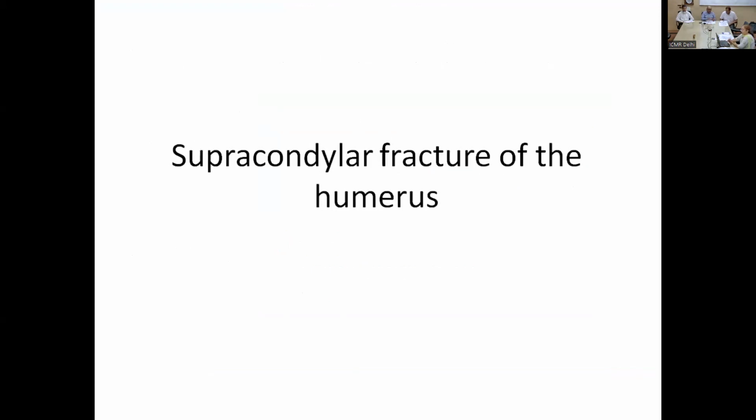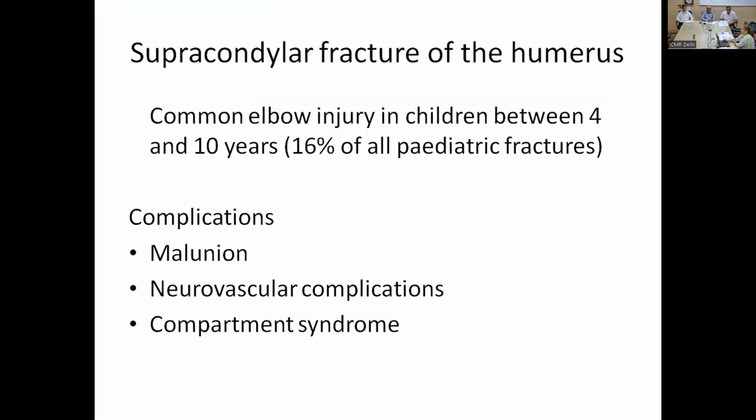So friends, I will talk about supracondylar fracture of the humerus in children. This is a very common condition in children, and 16% of all pediatric fractures are supracondylar fractures. It is also very important because complications are many. Malunion is very common in this fracture, and the patient will end up with cubitus varus, and there are neurovascular complications and compartment syndrome. Hence, it is very important to have a good, proper treatment of this fracture.